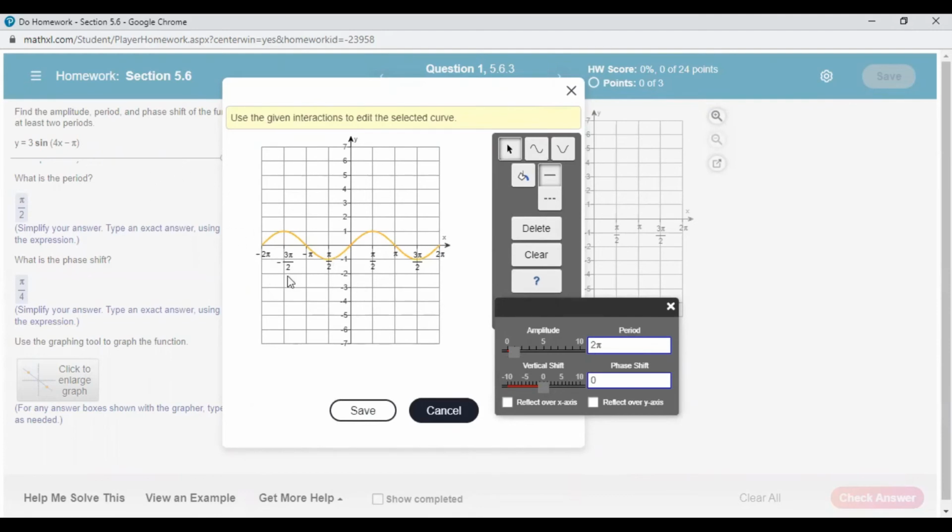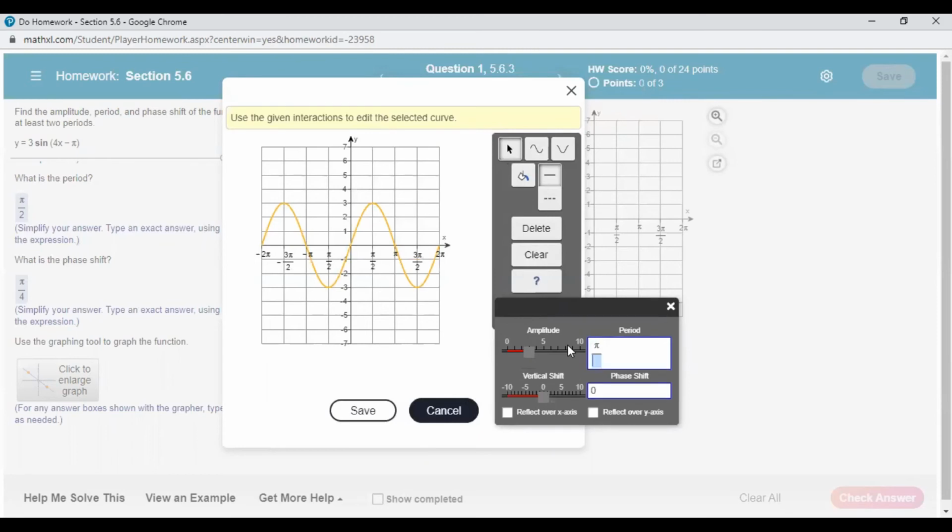your pieces into play. We need the amplitude to be 3. It's currently 1, 2, 3. All right. Vertical shift. No vertical shift here. Now the period was supposed to be not 2 pi, but pi over 2. And there's that. And now the phase shift was pi over 4. And we can just enter that literally in here, pi over 4. We don't have to evaluate it or anything. So enter.